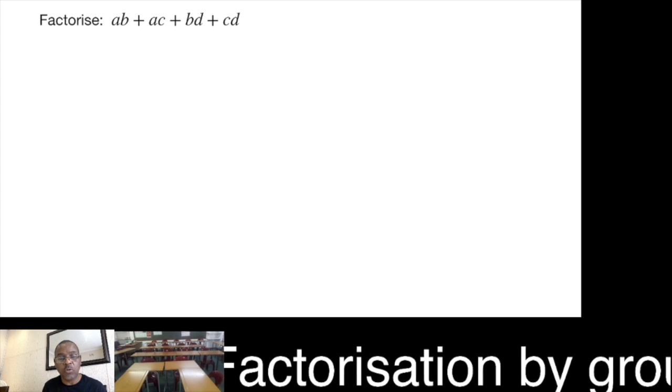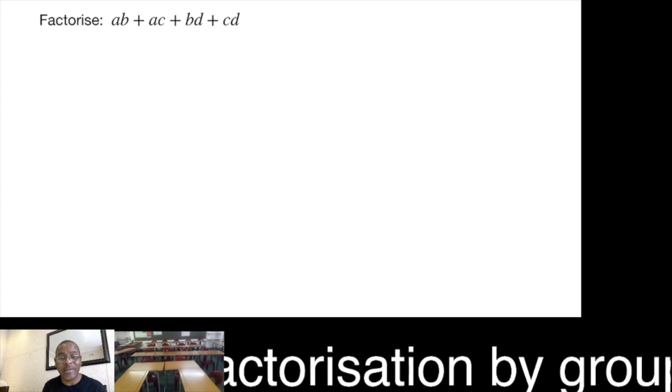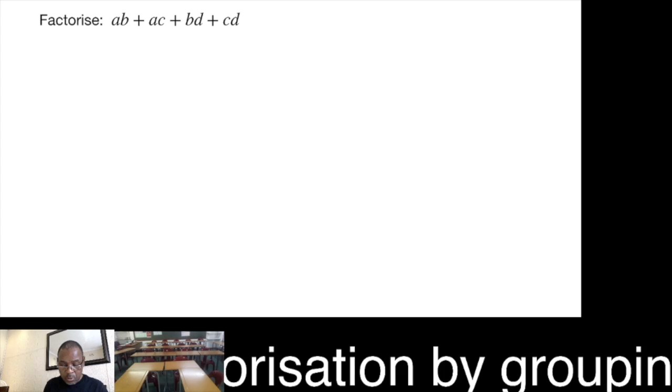AB plus AC plus BD plus CD. Factorize that. This is the approach I think will be useful for you. So first of all, we are grouping these terms in pairs. So we're looking at any pairs that can go together and factorize. They should necessarily have something common. Like the first 2 here can go together as a pair, and the last 2 can go together as a pair. So this is what you can do.